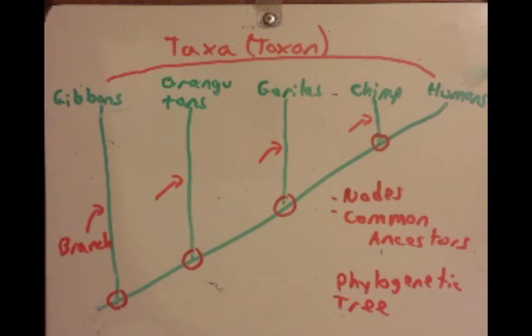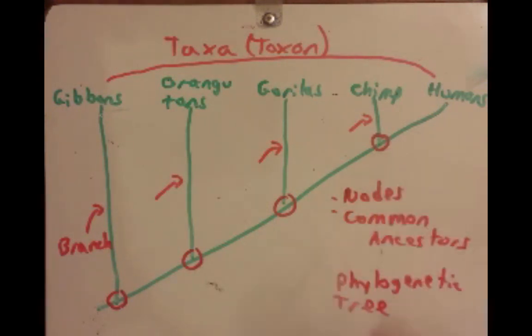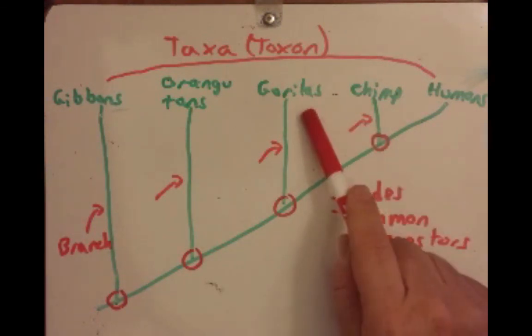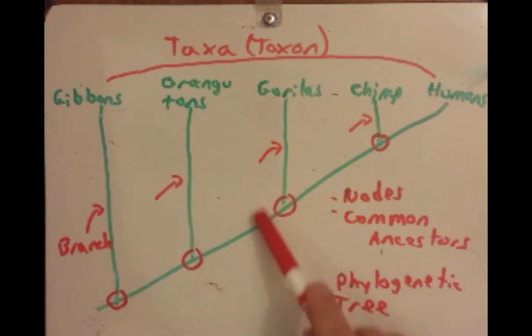So it shows the evolutionary relationships of these organisms. We could say that humans and chimpanzees are more closely related to each other because they share a more recent common ancestor. We could also say that humans and gorillas are more closely related than humans and orangutans because they share a common ancestor here.